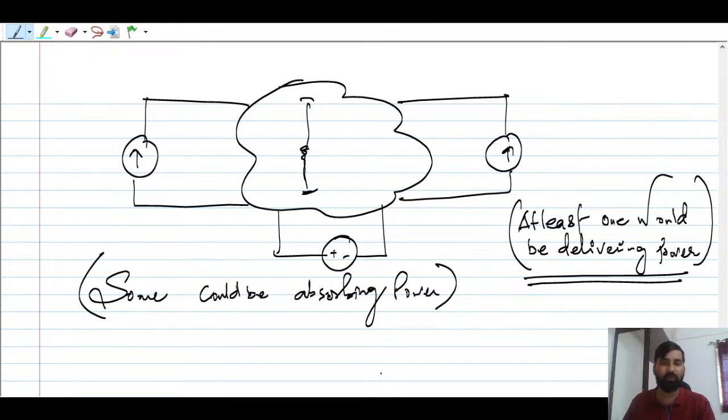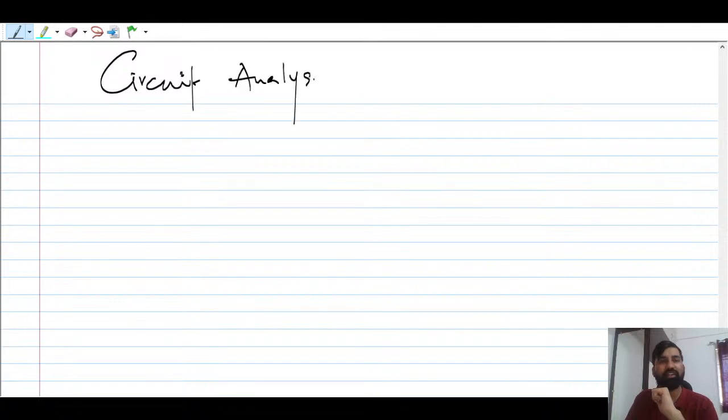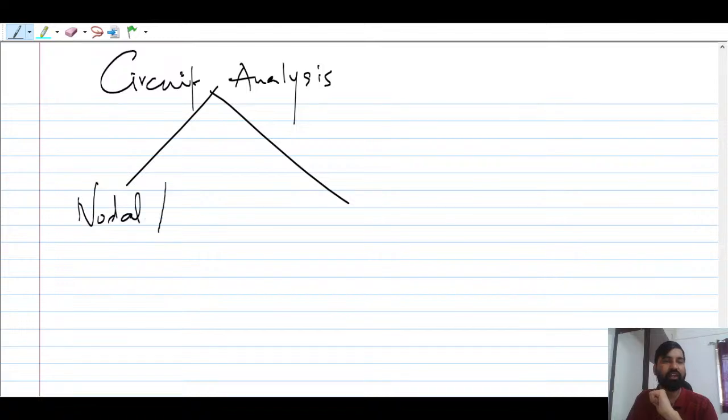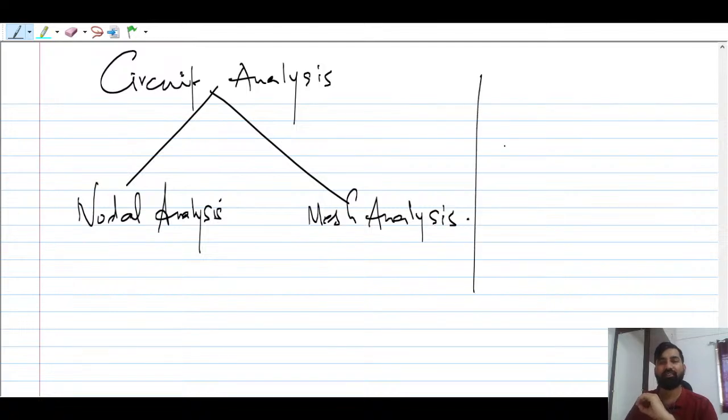Now, this is all about the situation. From the next class, I will start circuit analysis. In circuit analysis, we are going to talk about two things. One is nodal analysis, and one is mesh analysis. And then theorems, two-port network, transients, phasors and all.